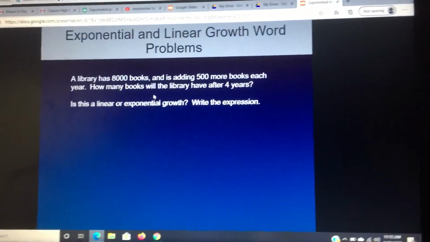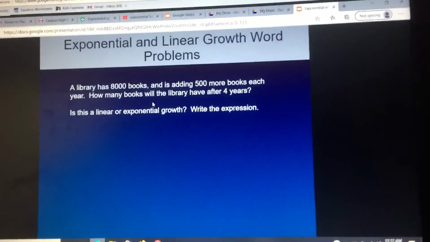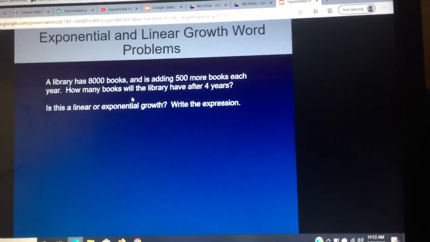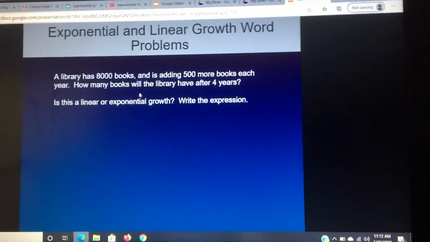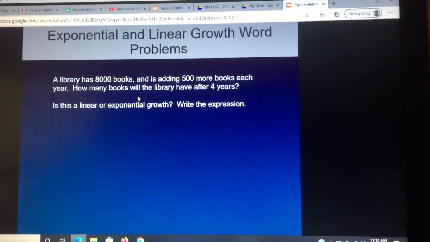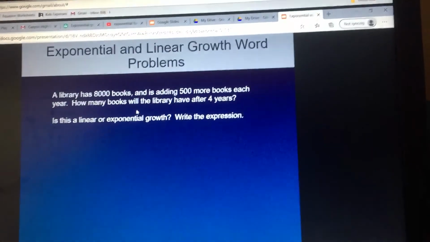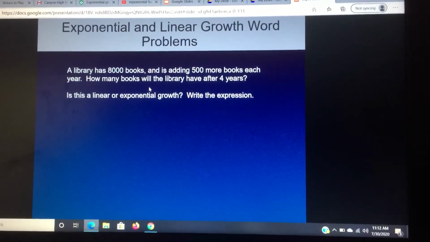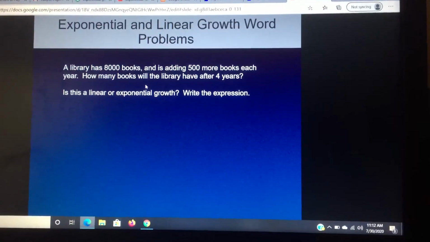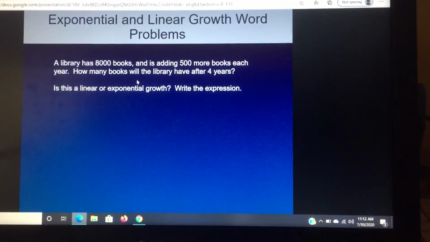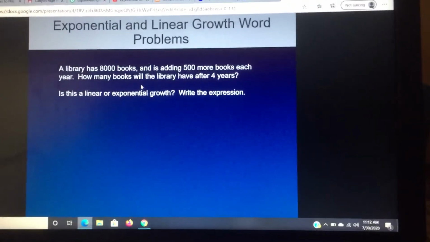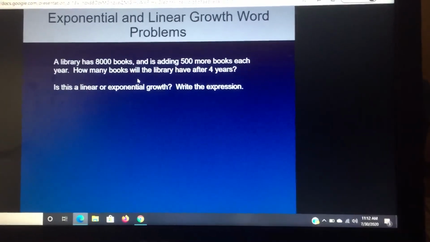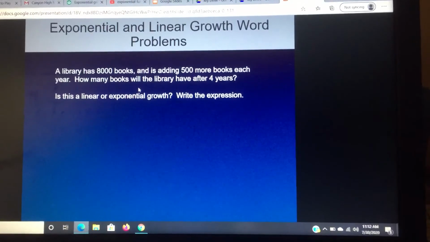Okay, now we're going to work on word problems because you get a lot of exponential growth and decay and linear growth and decay word problems. This is where you typically see it a lot, especially in science and different applications. Here we have one where it says a library has 8,000 books and is adding 500 more books each year. How many books will the library have after 4 years? And then they want to know if it's linear or exponential growth, and then write the equation.